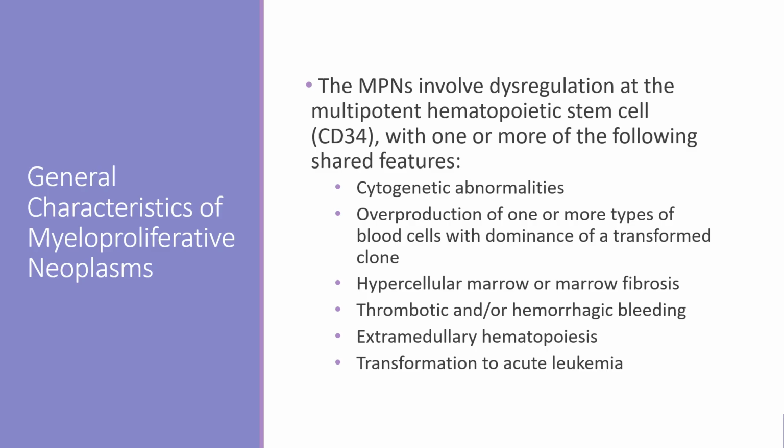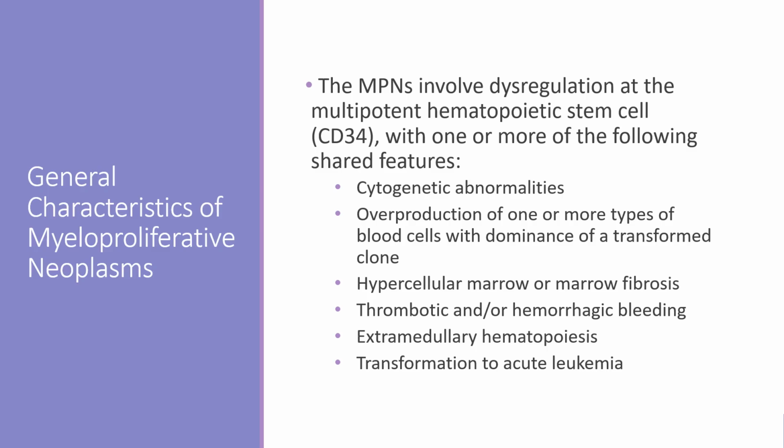We may also see an overproduction of one or more types of blood cells with dominance of a transformed clone. So there's going to be something that occurs to cause a cell to become clonal and start producing copies of itself. And this doesn't just happen with one cell. All of the clones that cell makes will then start making clones of themselves, et cetera, et cetera. So that's where that proliferative term comes from.